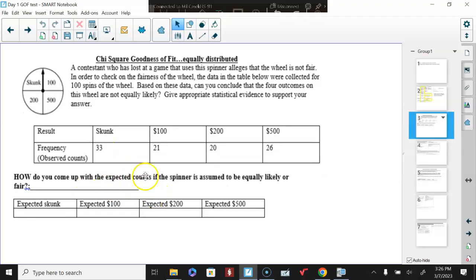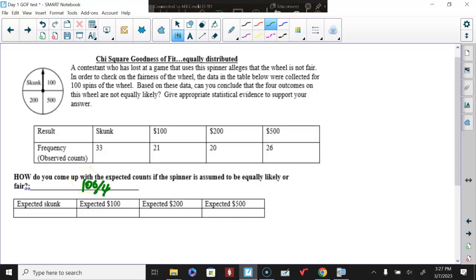Now, you have to come up with the expected counts, so you have to think of the question: if you spin the spinner 100 times, how many times do you expect it to land in the skunk section? And since the spinner appears to be equally likely, with 4 sections of the same size, the way we would come up with the expected counts is we would take the 100 spins and divide it by 4. 100 divided by 4 is 25. So each expected count would be 25. We would expect if we spin the spinner 100 times, we would land on each section 25 times.